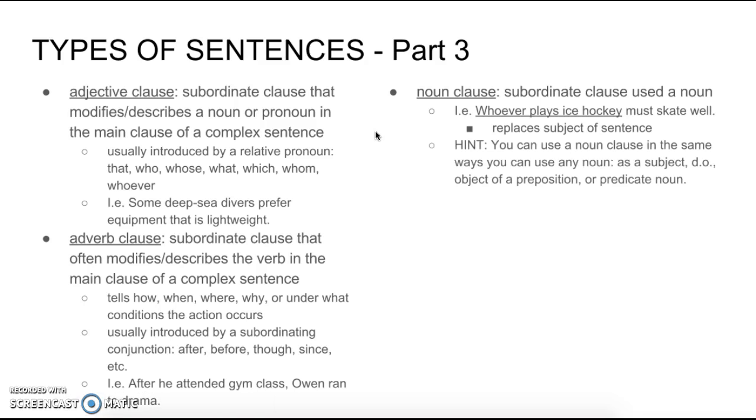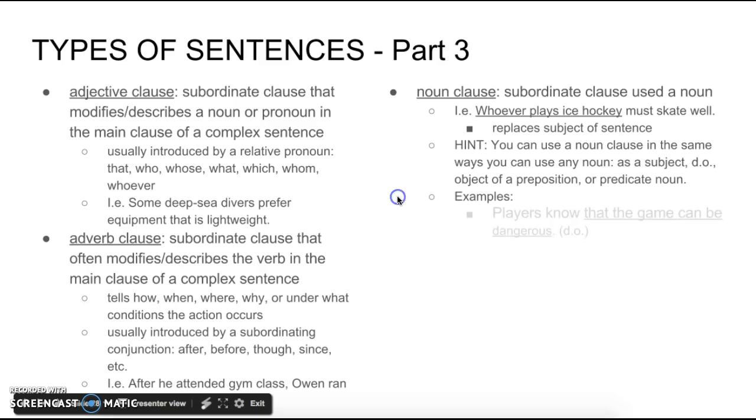Now, there's a lot of different ways that you can use noun clauses in the same way that you would use any noun. You can use them as a subject, like this one. You can use them as a direct object, an object of a preposition, or a predicate noun. Let's look at the examples.